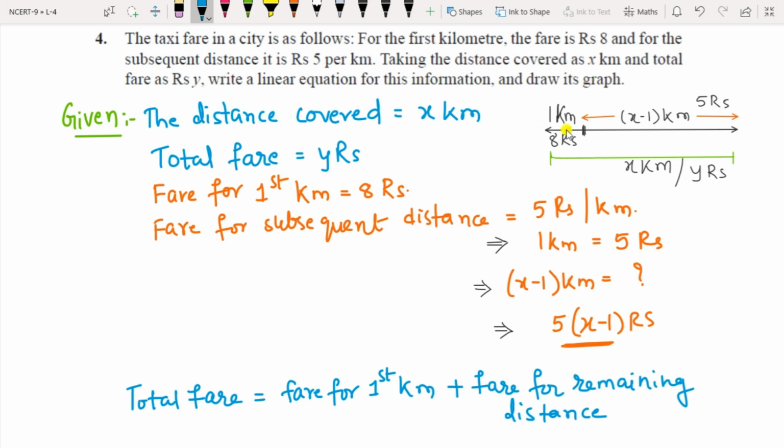So if this is the total distance as x kilometer and the total fare is y rupees, and for the first kilometer they are charging 8 rupees. So total distance minus first kilometer will become the remaining distance, x minus 1, and for each kilometer they are charging 5 rupees. Okay, so this is total distance, total fare. Then for the first kilometer it is 8 rupees. Then for the remaining distance, each kilometer is 5 rupees. So for x minus 1 it will be 5 into x minus 1 rupees. So here the charge will be 5 into x minus 1.